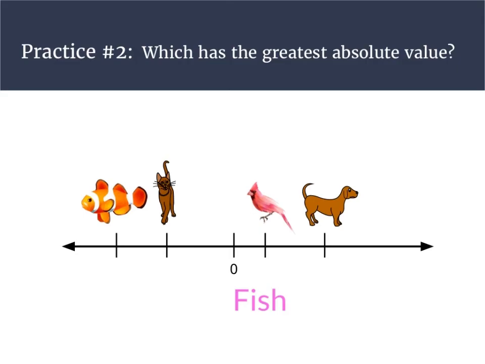How did you do? Did you figure out that the answer was the fish? Or if you wrote Nemo, because it kind of looks like Nemo, that would be the correct answer, because that answer, the fish, is the furthest thing away from 0 out of all of the animals on the number line.